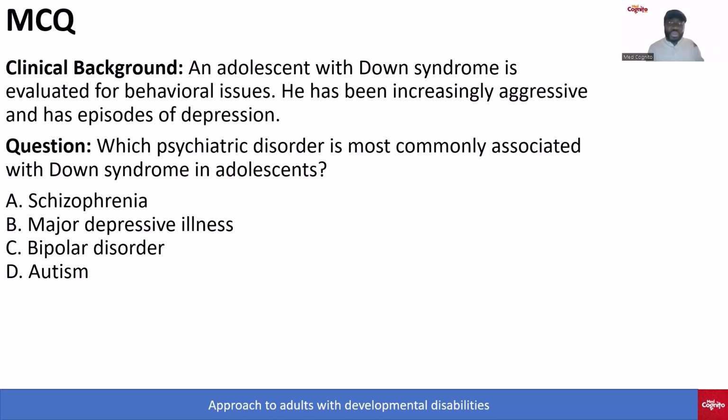Which psychiatric disorder is most commonly associated with Down syndrome in adolescents and even adults? A, schizophrenia. B, major depressive illness. C, bipolar disorder. D, autism. The well-trained doctor knows. But today, we're going to demystify everything.